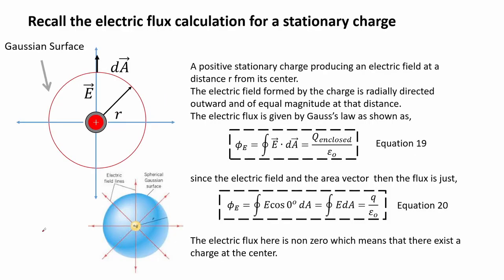A positive stationary charge produces an electric field at a distance r from its center. The electric field formed by the charge is radially directed outward and of equal magnitude at that distance. The electric flux is given by Gauss' law as shown in equation 19. Since the electric field and the area vector are parallel, the flux is just equation 20. The electric flux here is non-zero, which means that there exists a charge at the center.